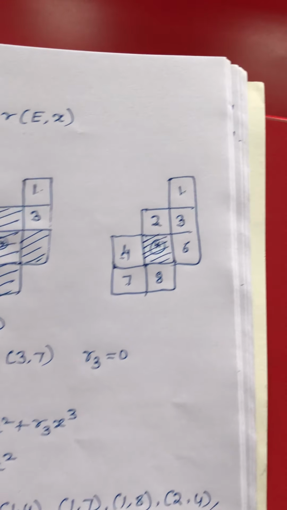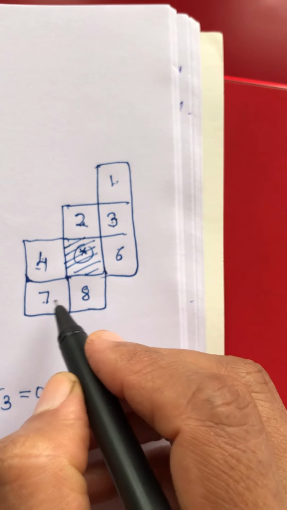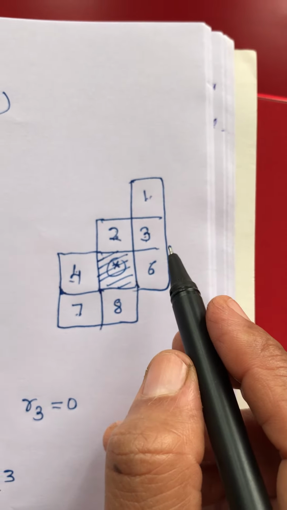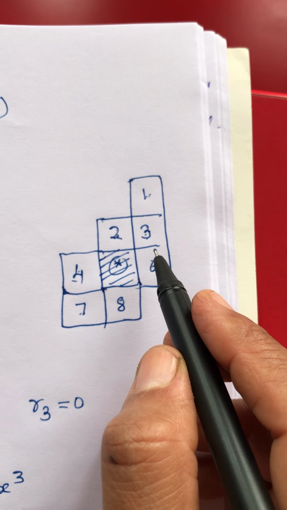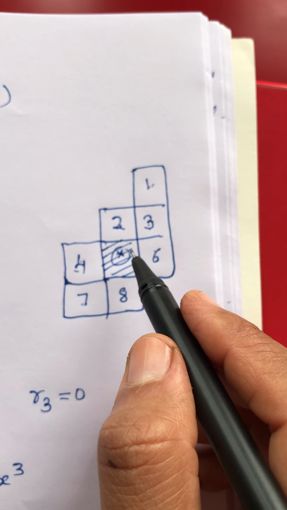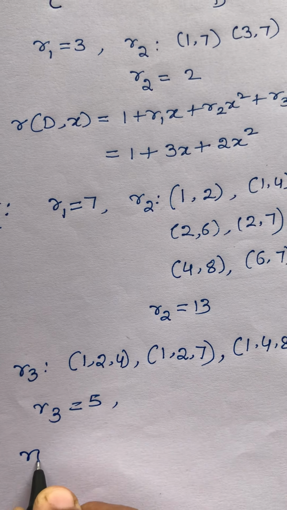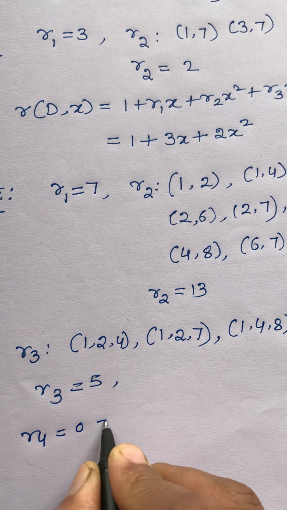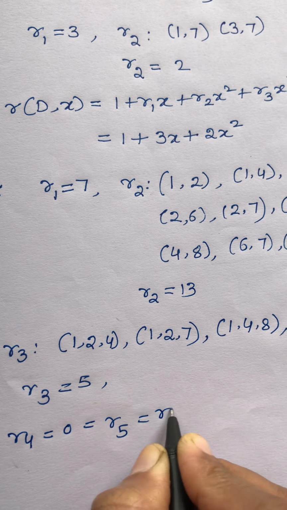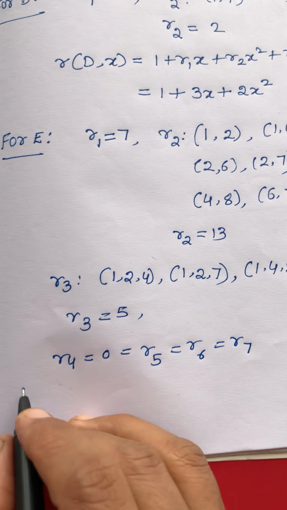Then what about R4? R4 is not possible because there are only 3 columns. 4 rows are there but only 3 columns. With 3 columns, however we try to distribute, 2 squares will be in the same column. Okay, so R4 is 0. So after this, R4, R5, R6, R7, all of these are zeros only.